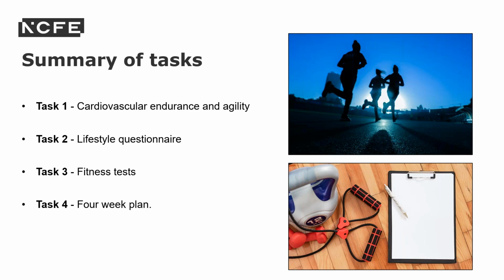Different fitness tests that could be used to check cardiovascular endurance and agility include: cardiovascular fitness can be tested through a variety of tests, including bleep test, 1.5 mile run, and Cooper test. Learners should identify the test that they are going to use. The main fitness test used to test agility is the Illinois agility test. This is a short test that can be used to test an individual's ability to change direction quickly.